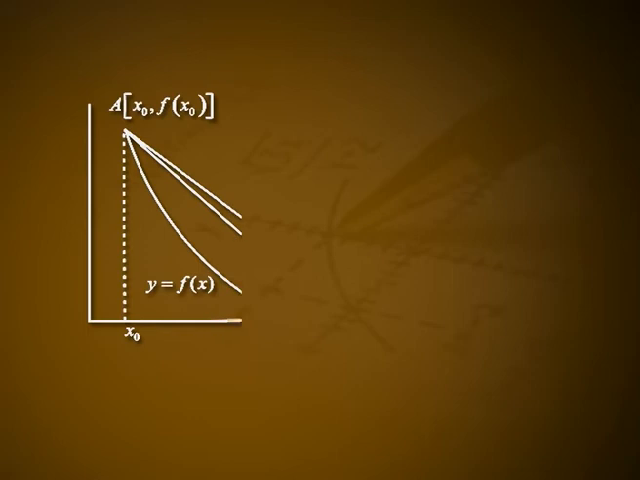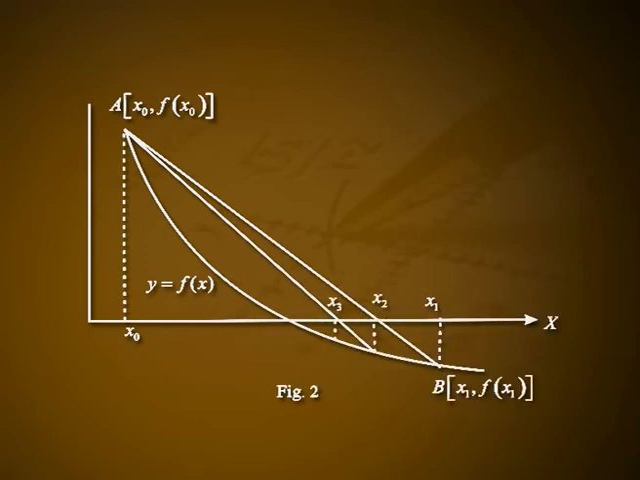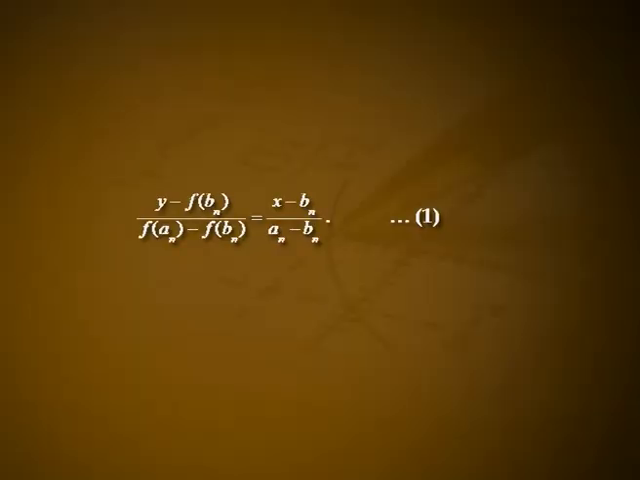To find a real root of f(x) equal to 0 using the Regula-Falsi method, we replace the part of the curve between the points (an, f(an)) and (bn, f(bn)) by a chord, that is, a straight line joining the two points a and b, see figure 2, in that interval, and we take the point of intersection of this chord with the x-axis as the first approximation to the root. Now, the equation of the chord joining the points (an, f(an)) and (bn, f(bn)) is the following: (y minus f(bn)) divided by (f(an) minus f(bn)) equals (x minus bn) divided by (an minus bn). Let it be equation number 1.